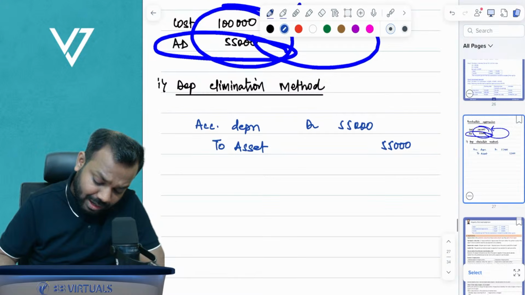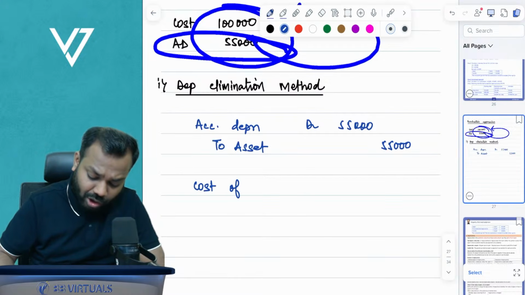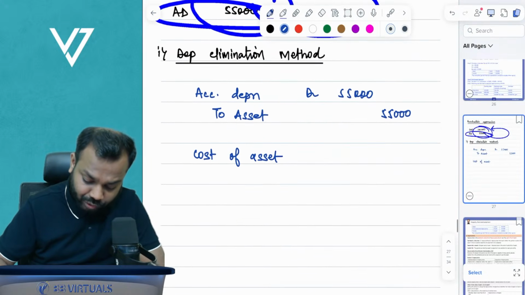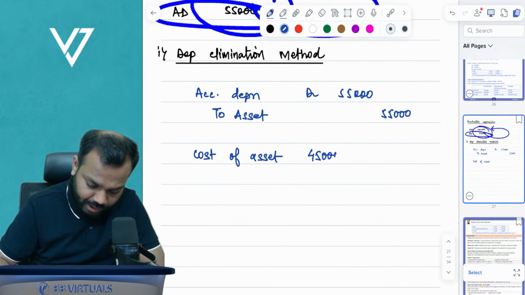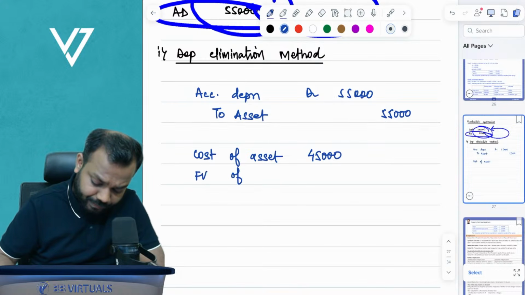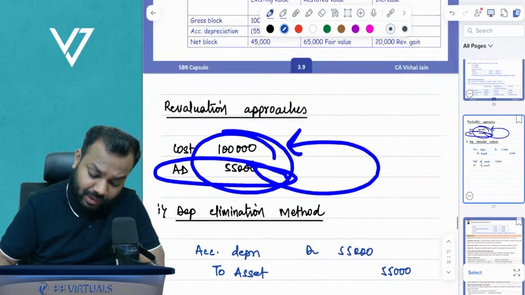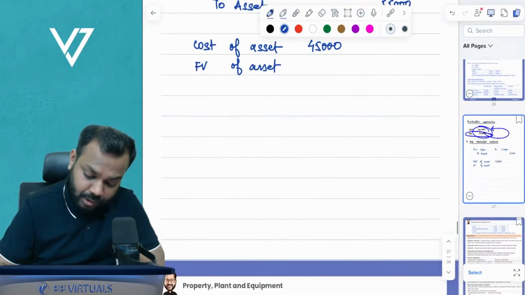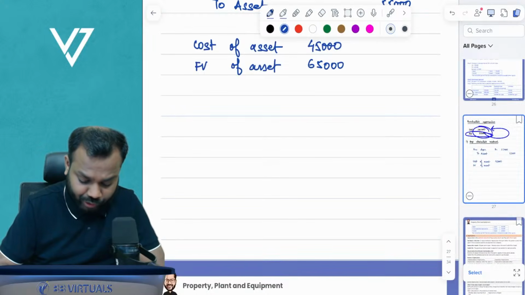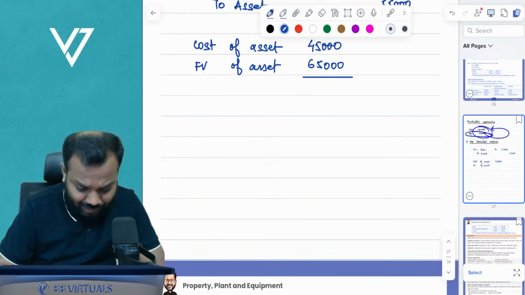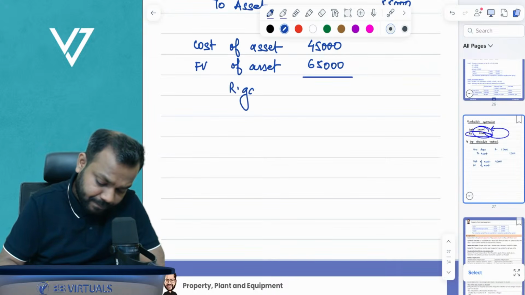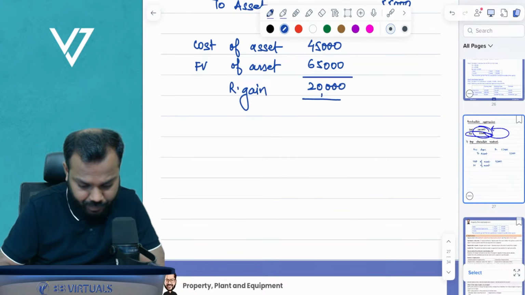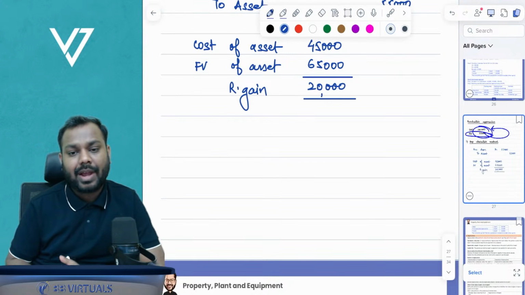So now tell me, what is the cost of the asset now? 100,000 minus 55,000 is 45,000. Now what is the fair value of the asset? Fair value is 65,000. So what is the revaluation gain? 20,000. 20,000 is the revaluation gain.